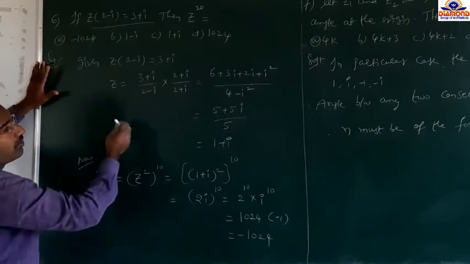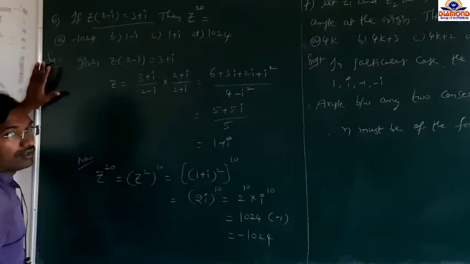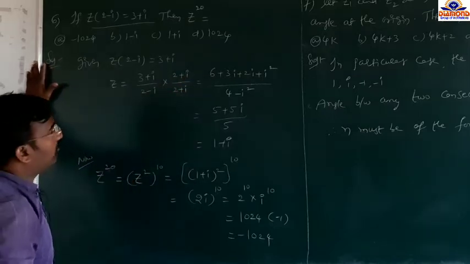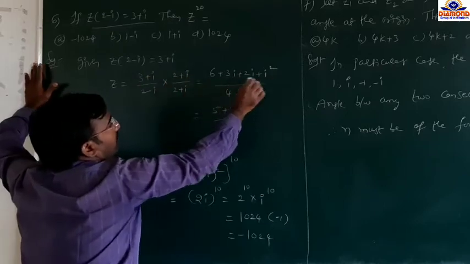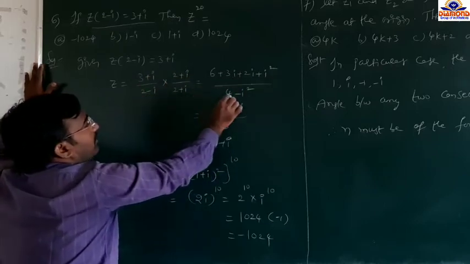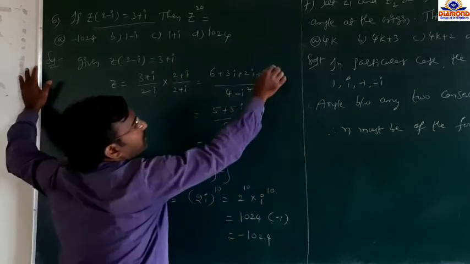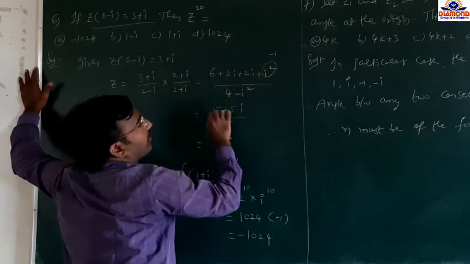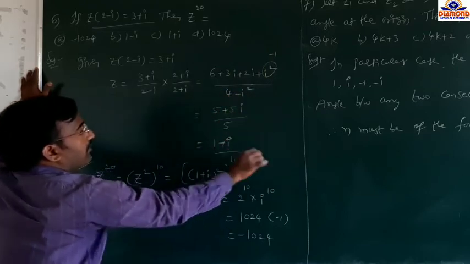So rationalize. The rationalizing term of 2 minus i is 2 plus i, multiplying (2 plus i) by (2 plus i). This is also called the conjugate term. So (3 plus i) into (2 plus i) is 6 plus 3i plus 2i plus i square. By a minus b times a plus b equals a square minus b square, the denominator is 4 minus i square. Here i square is minus 1. So 6 minus 1 is 5, so 5 plus 5i by, here 4 plus 1 is 5. Taking 5 common, it is 1 plus i.